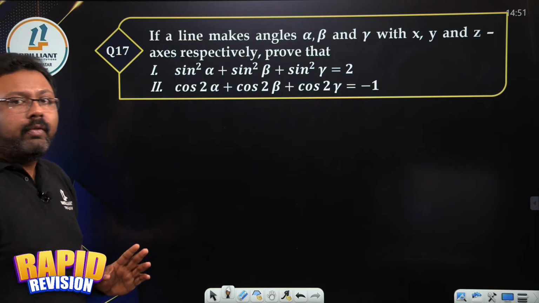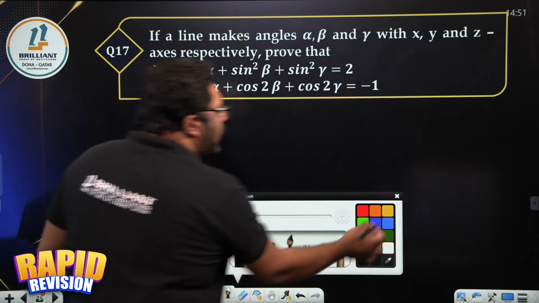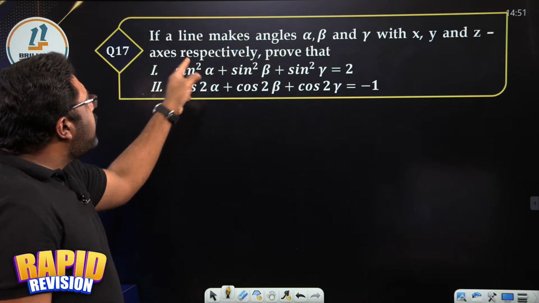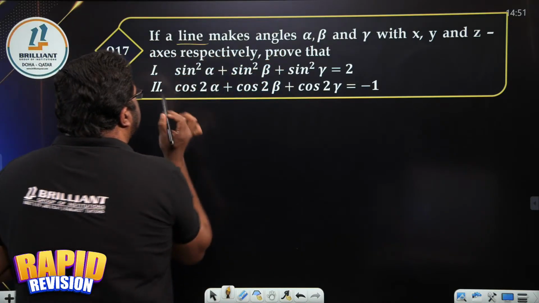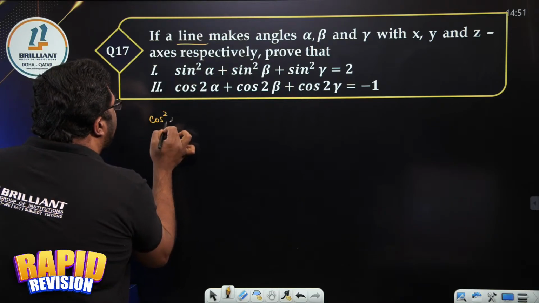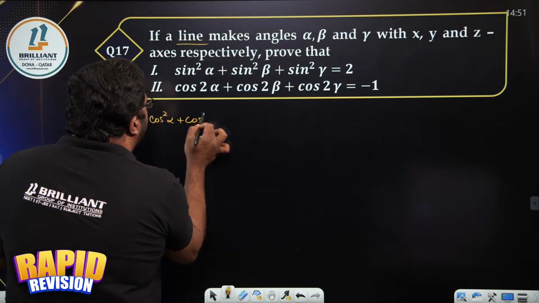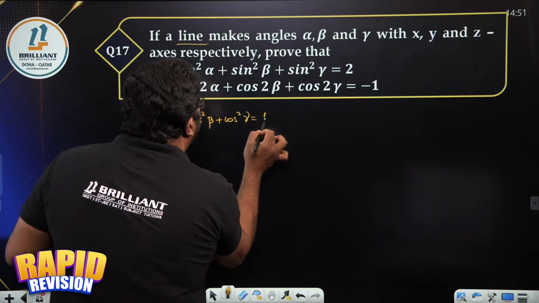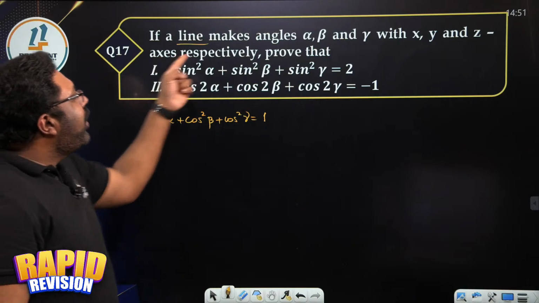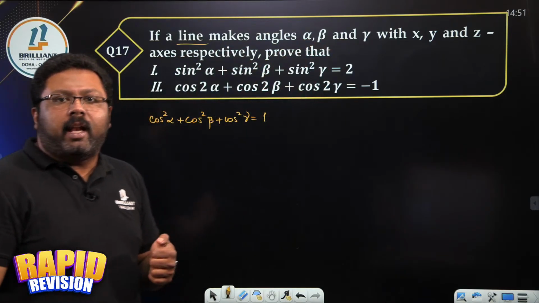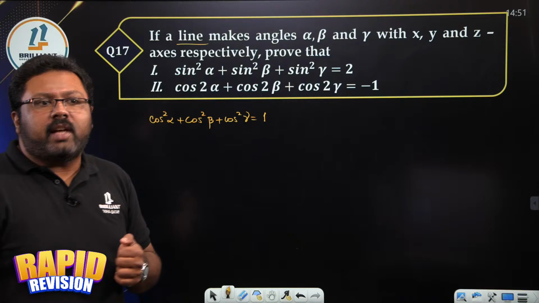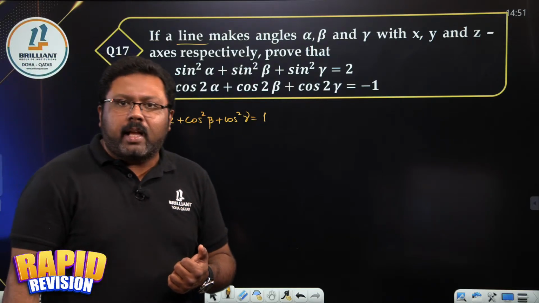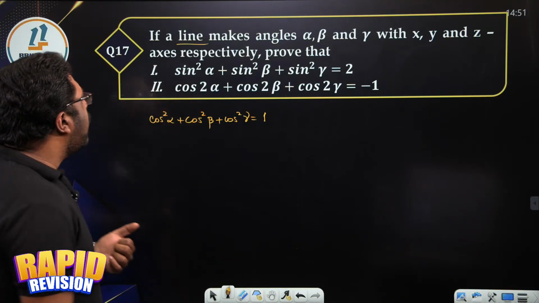This one, very important question. Please learn it. If alpha, beta and gamma are the angles made by a line with the axes, then the only relationship that should come to your mind is cos squared alpha plus cos squared beta plus cos squared gamma is 1. If alpha, beta, gamma are the angles made by a line with each of the axes x, y, z, then cos squared alpha plus cos squared beta plus cos squared gamma equal to 1.